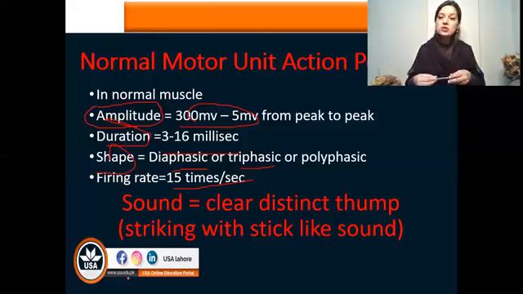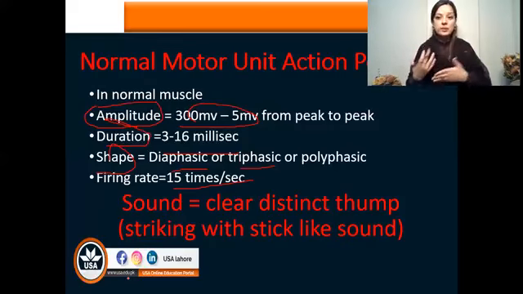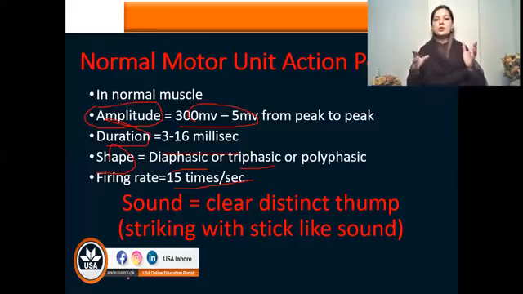If there is a variation in the sound from this, then we'll say there is some alteration from the normal. We are going to compare either by the characteristics of the graphical representation of the motor unit action potential or by the auditory behaviors the muscle gives us. So the normal sound is a clear, distinct thump, like striking a stick with something.